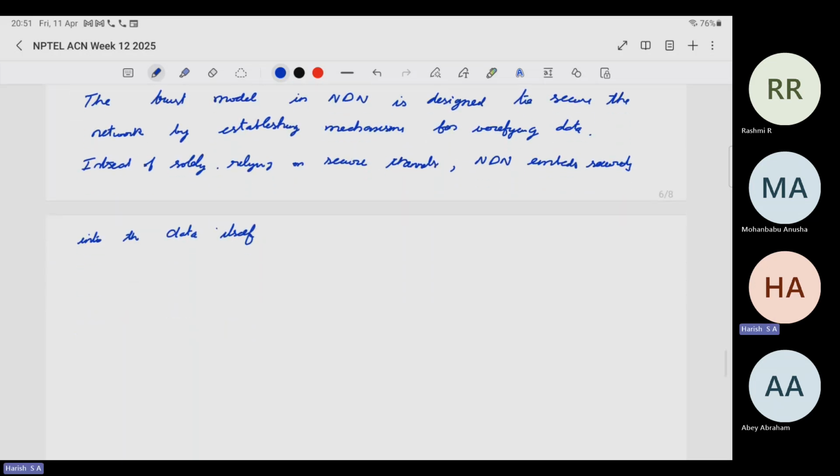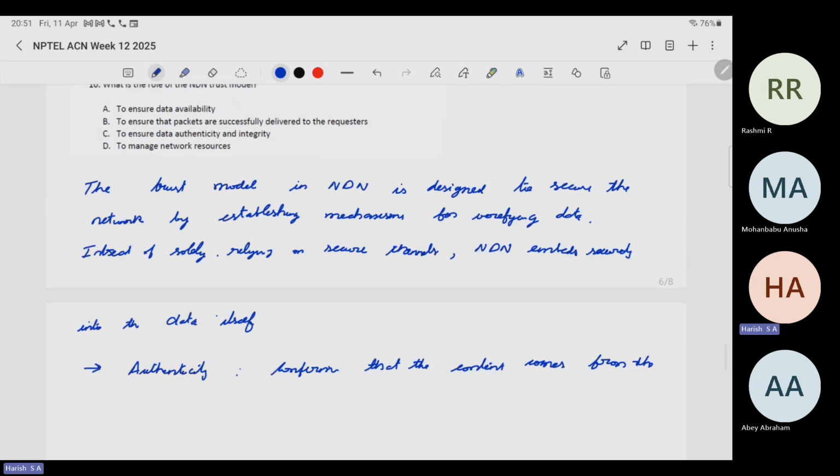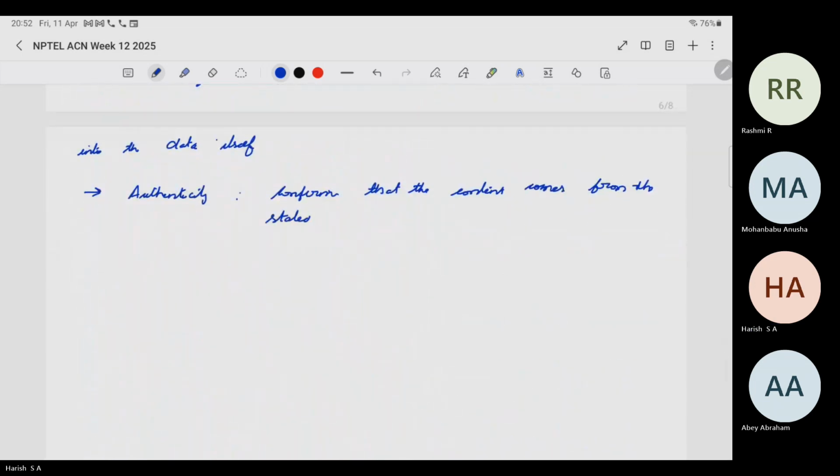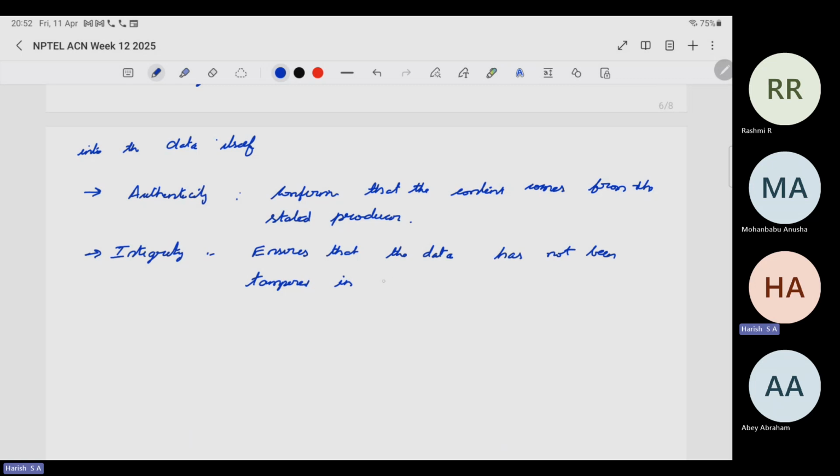So what is the role of the trust model? It basically focuses on authenticity, which confirms that the content comes from the stated producer, and integrity, which ensures that the data has not been tampered with in transit, on its way, that is.